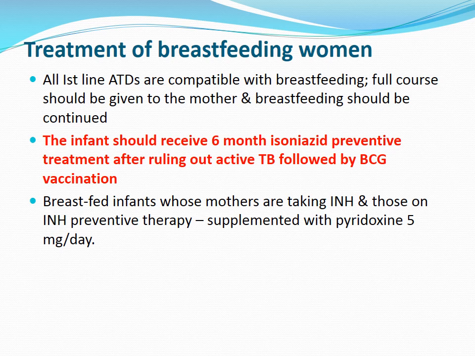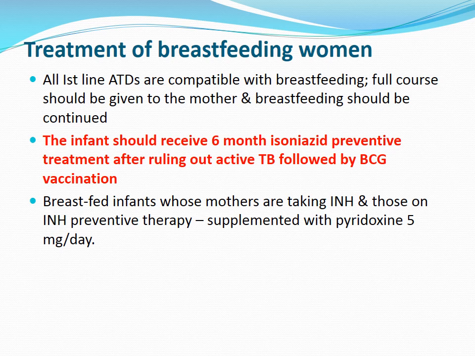Okay, now breastfeeding. So what is the treatment of tuberculosis in a breastfeeding woman? All antitubercular drugs are compatible with breastfeeding. Full course should be given and breastfeeding should be continued. So neither the treatment of tuberculosis nor the breastfeeding should be withheld. They should be continued. The infant should receive 6 month isoniazid preventive treatment after ruling out active tuberculosis. So first we have to confirm whether the infant has active tuberculosis or not. If there is no active tuberculosis, still we have to give the prophylaxis treatment with isoniazid for 6 months to that infant after BCG vaccination.